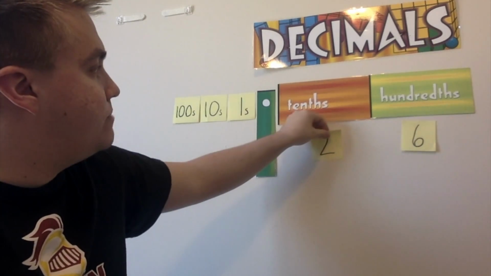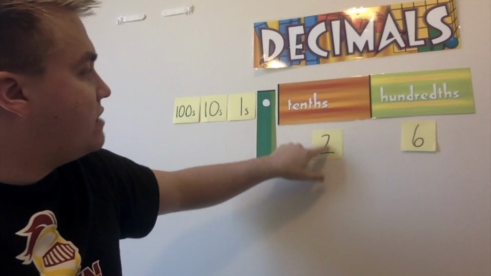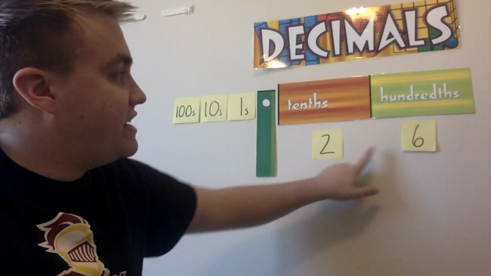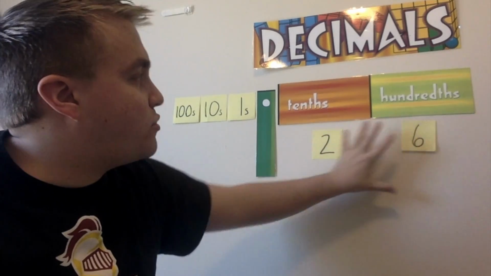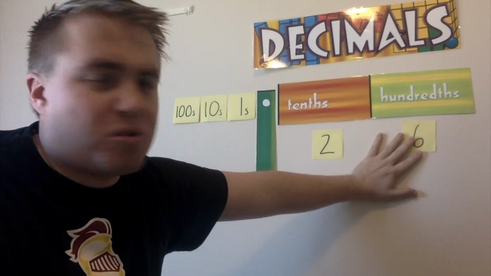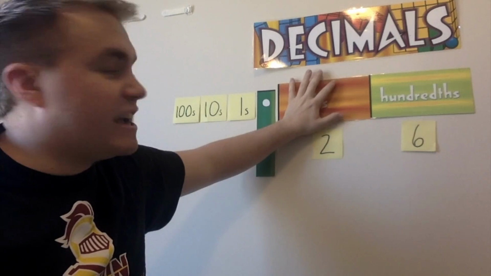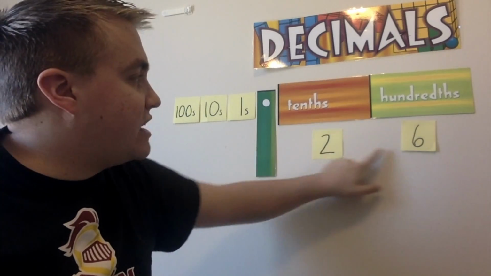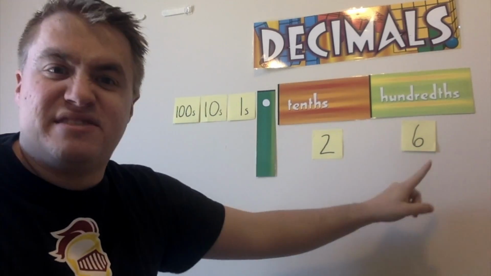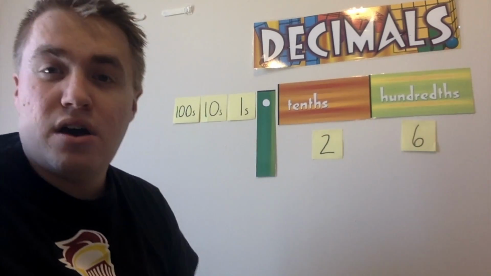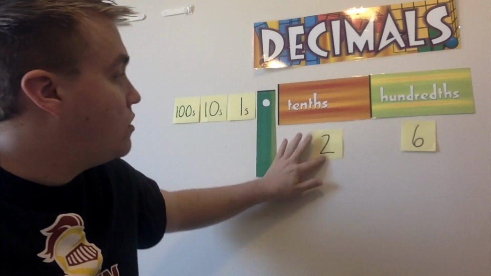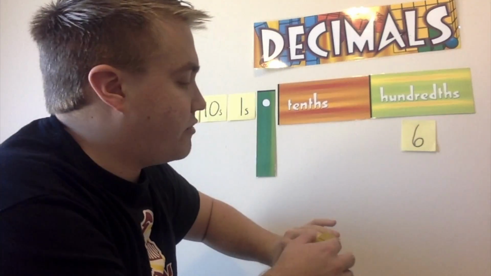Well, I'm going to add my 2 back up here, and I would read this as 26 hundredths, okay? If you have both numbers here, if you have a number underneath the hundredths, you just ignore the tenths. Read this like you would read it any other number, 26, right? But then I would read it as 26 hundredths, okay?